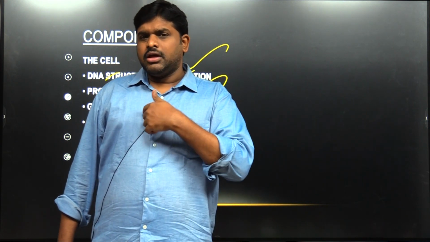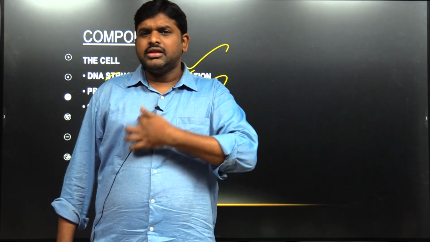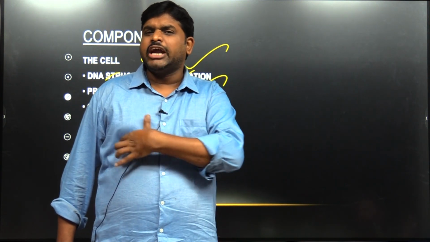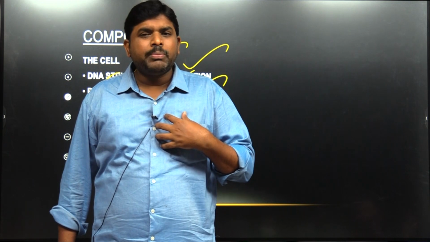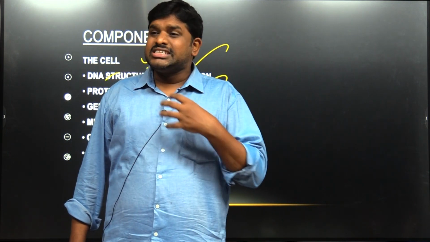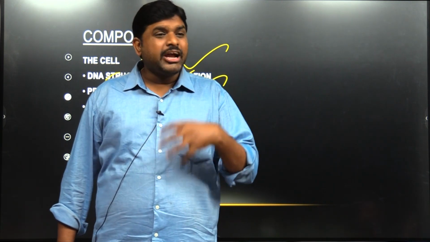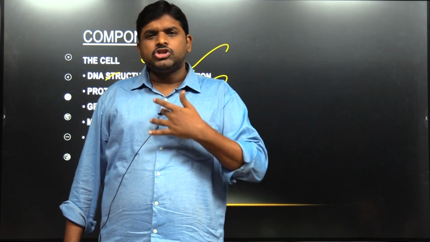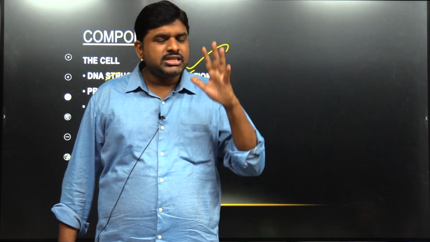There is a nuclear membrane and a cell membrane. Between the nuclear membrane and the cell membrane there is cytoplasm. In this there is endoplasmic reticulum, there are ribosomes, there are mitochondria, which are called the powerhouses of the cells. This complete structure constitutes the cell.